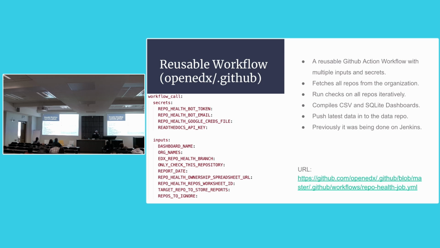And then there is the check only this repository input. This input is for when you want to run all checks on a single repository. All these three inputs, Repo Health branch, check this repository, and report date, whenever anything is provided to them, it won't update the main CSV. It will just give the CSV in GitHub artifacts. GitHub artifacts are the artifacts on the GitHub action run. So we can download and analyze, and it won't affect the master version.